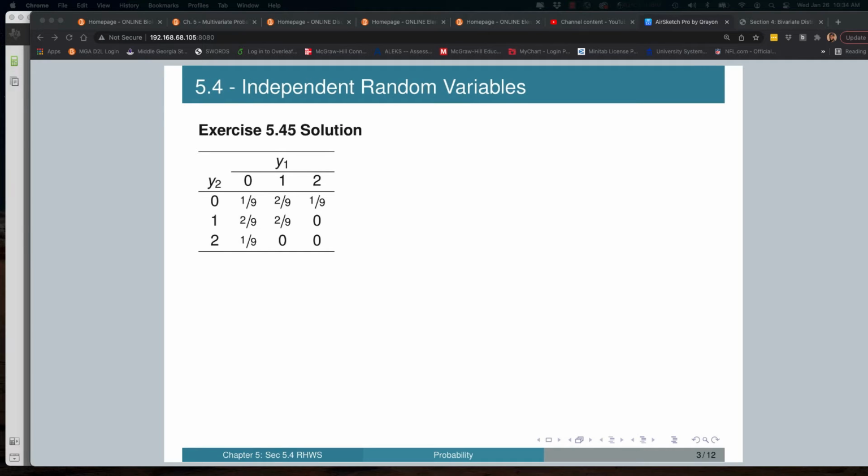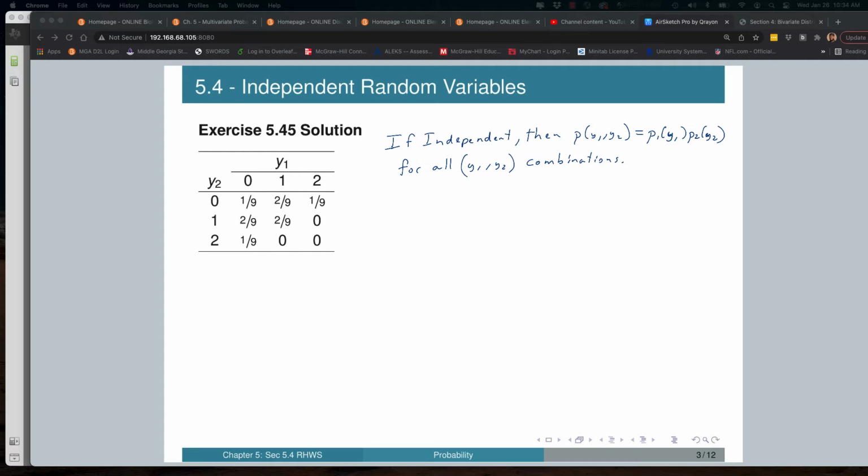So recall that if independent, then p of y sub 1 and y sub 2 must equal p sub 1 of y sub 1 times p sub 2 of y sub 2 for all y sub 1 and y sub 2 combinations.